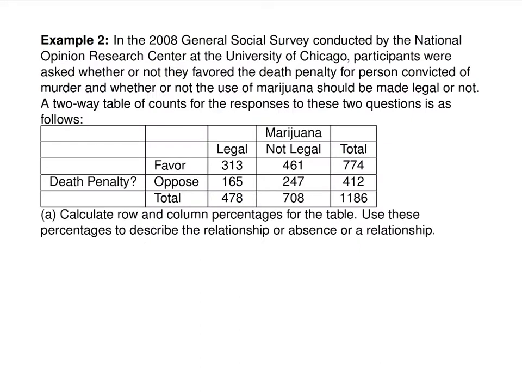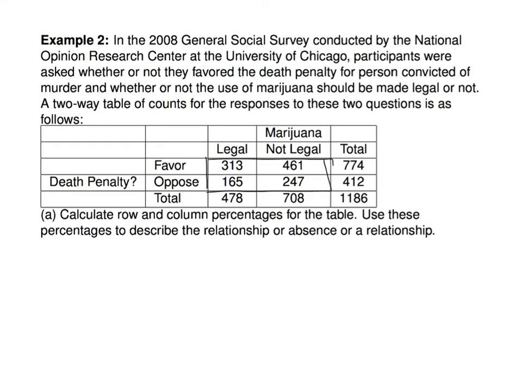All right, let's do a review. So this is going to be a problem you could have done back in Chapter 4. In the 2008 General Social Survey conducted by the National Opinion Research Center at the University of Chicago, participants were asked whether or not they favored the death penalty for a person convicted of murder, and whether or not the use of marijuana should be made legal or not. Here is a two-way table of counts for the responses to these two questions.